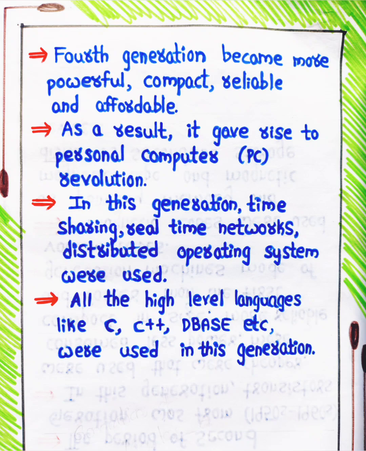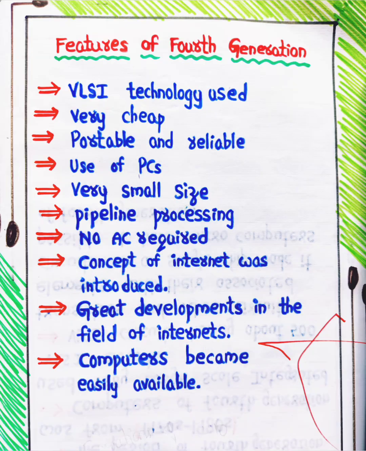As a result, it gave rise to personal computer revolution. In this generation, time sharing, real-time networks, distributed operating system were used. All the high-level languages like C, C++, database, etc. were used in this generation.